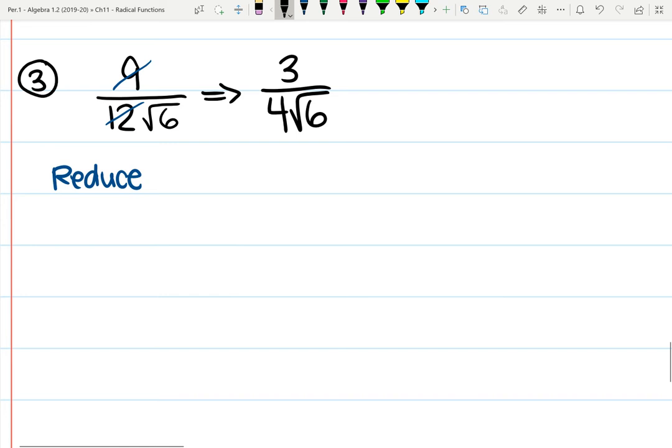All right, so I'm staring at this, and I see a radical in the denominator. Cannot have that. So I need to get rid of it. Now I'm going to rationalize it. And how do I rationalize? Rationalize this by multiplying by the square root that we want to get rid of. In this case, square root of 6.